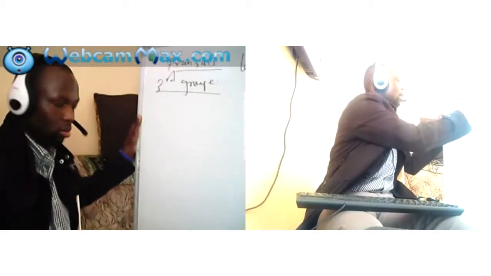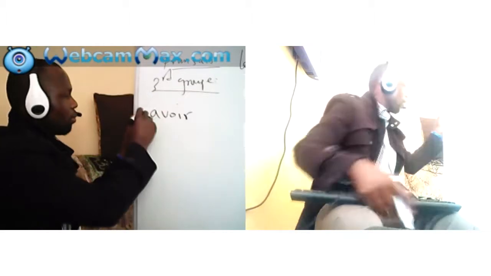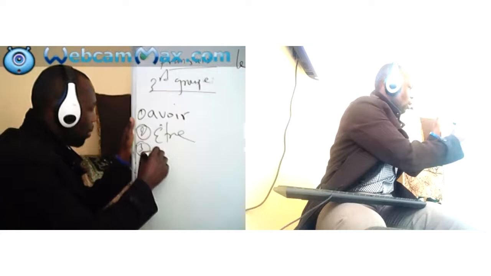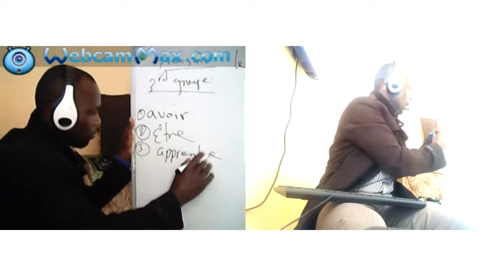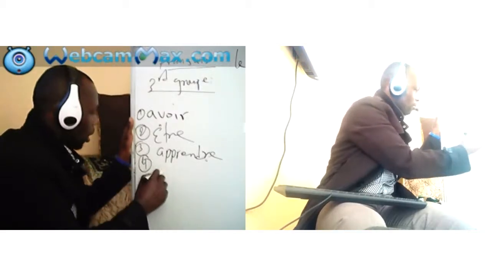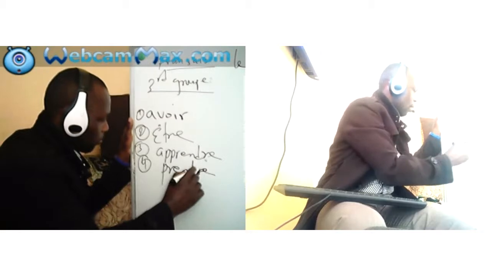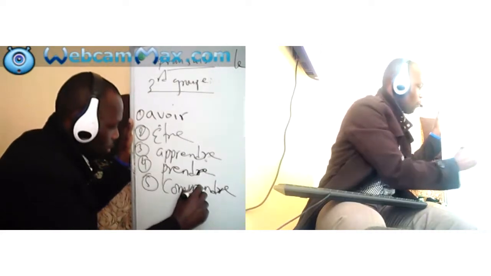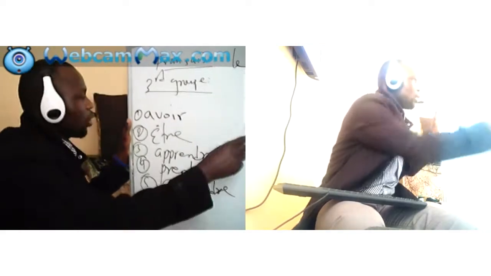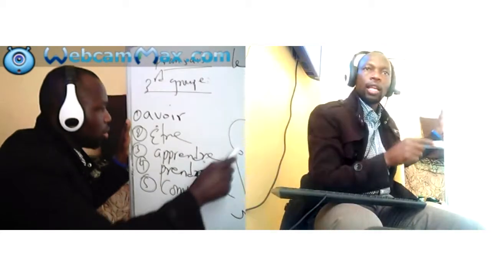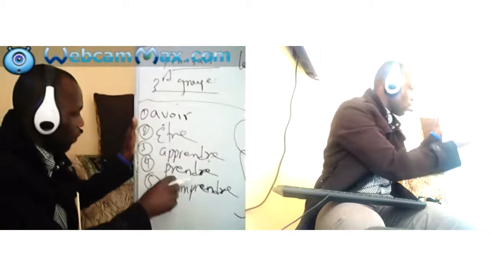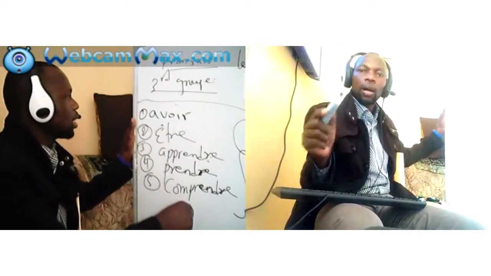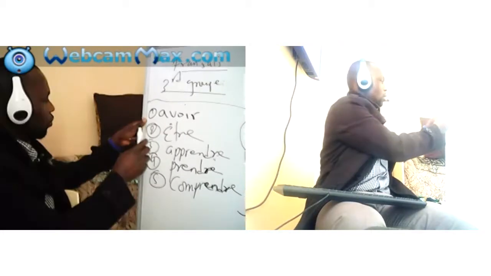We have the verb avoir. Number two, the verb être. Number three, the verb apprendre. Number four, the verb prendre. Number five, the verb comprendre. Form, construct a sentence of your choice using the following verbs. That was the question, Lillian. I'd given you the past participle of this verb, so it's upon you to know how this verb forms its past participle, and then you construct a sentence in the past. Kindly, make sure you take notes.